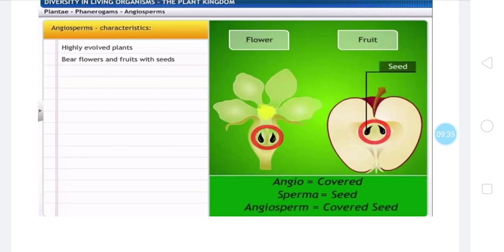Now after gymnosperms, it comes to the angiosperms. See, this is a sequence of evolution. So angiosperms came very late on the earth. Initially, what came? Initially Thallophyta came. Then from Thallophyta Bryophyta evolved. From Bryophyta Pteridophyta evolved. And then from Pteridophyta gymnosperms evolved, and finally angiosperms have evolved.